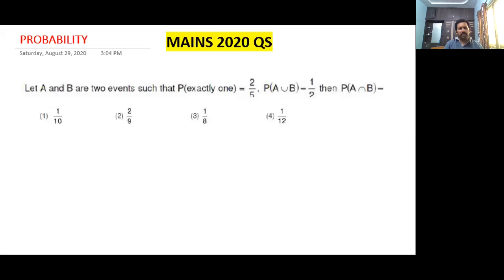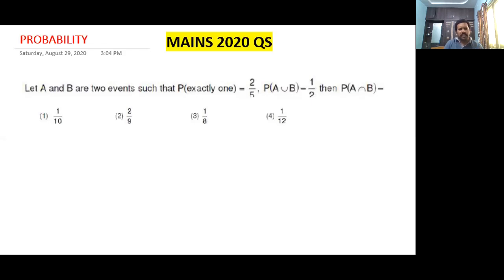So today I am going to discuss probability mains 2020 questions. Only 3 questions are there. See the first question. Let A and B be two events. P of exactly 1 is equal to 2 by 5, P of A union B is equal to 1 by 2. Then P of A intersection B they are asking.